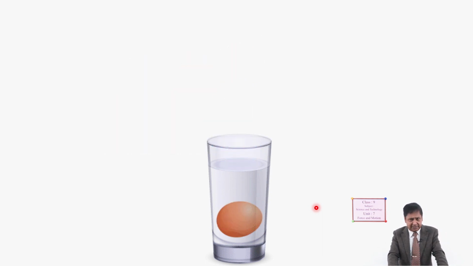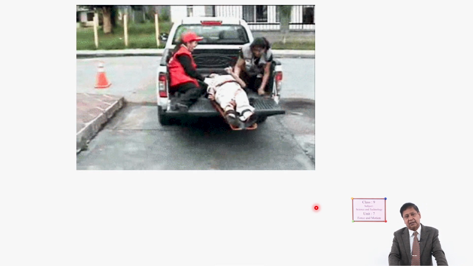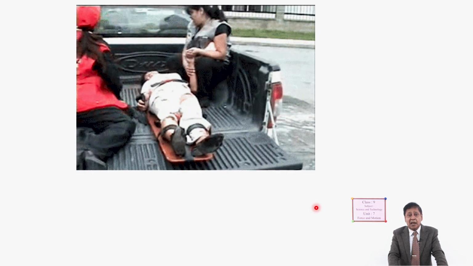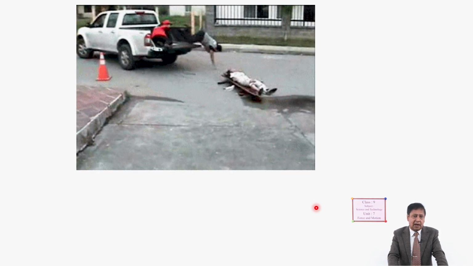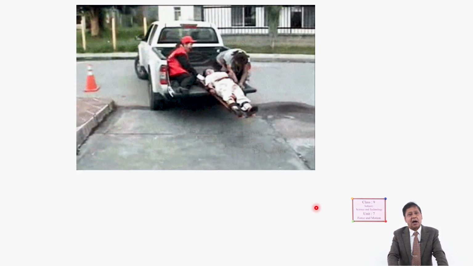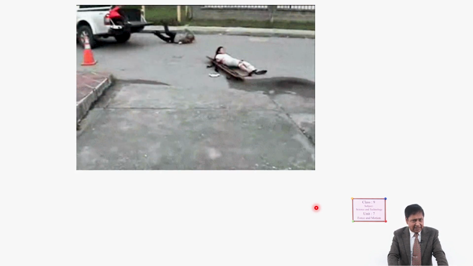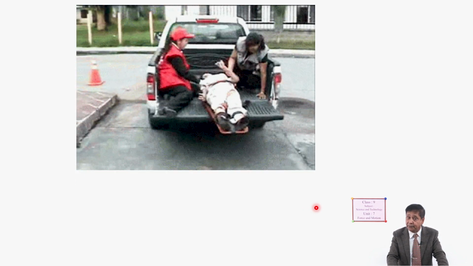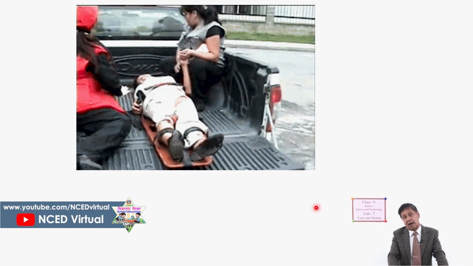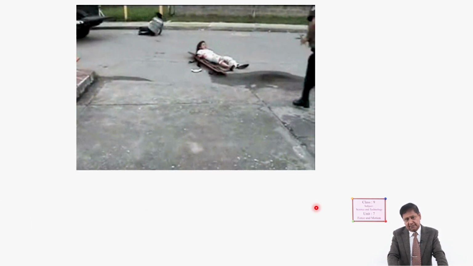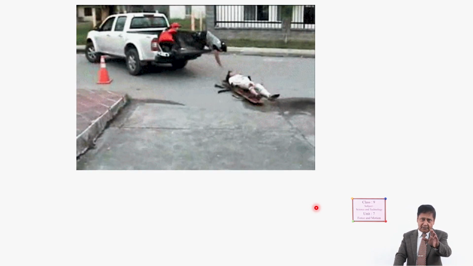Now look at this another example. I am talking about examples of inertia. Okay, next look at this. This is a patient, probably a girl, and she is on a stretcher, and hurriedly the driver moved the car, and this is their foolishness. Because of this hurried move, the body of the patient, which was at rest, tends to continue its state of rest, and this is called inertia of rest. Because of inertia of rest, this patient fell down from this small truck. Okay, this is another example of inertia of rest video clip.